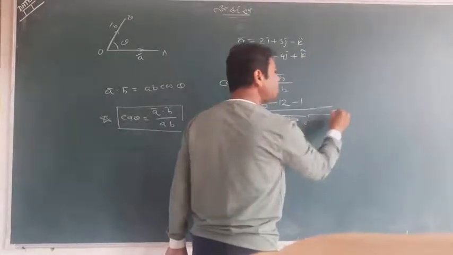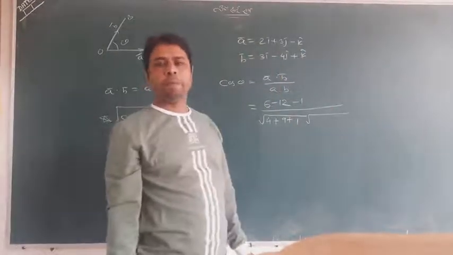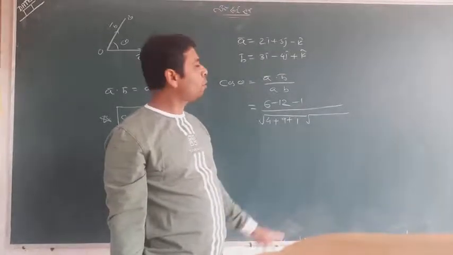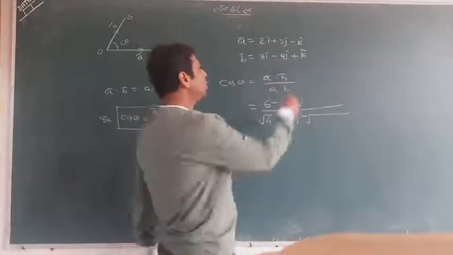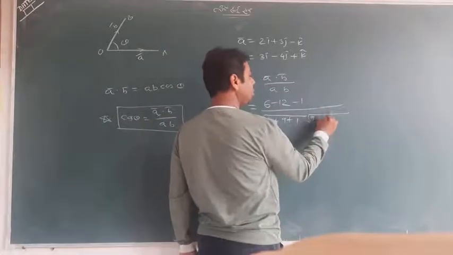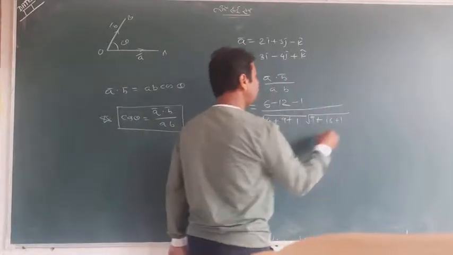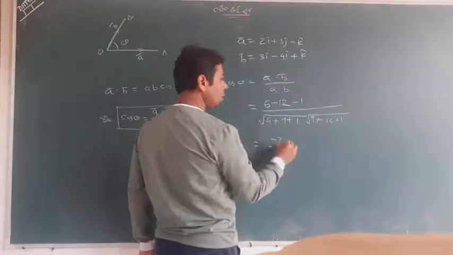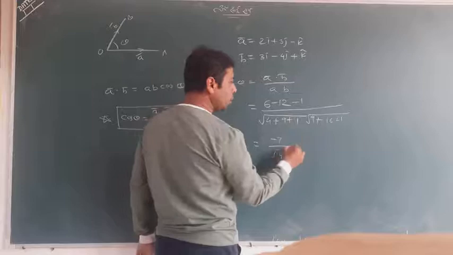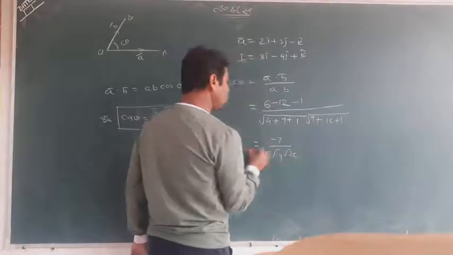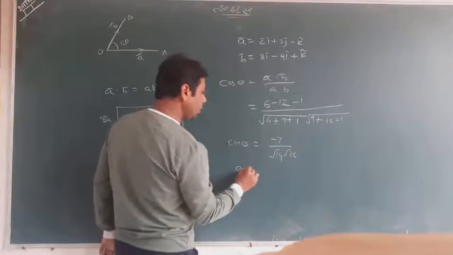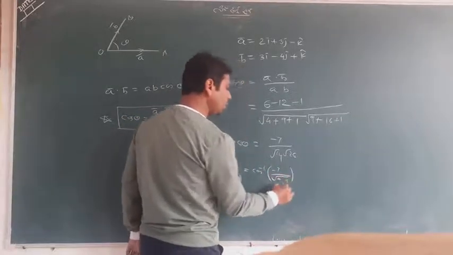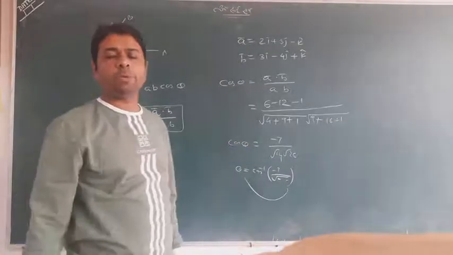I think you haven't forgotten, because I've already taught you how to take mod A, mod B. So this is mod B, meaning 9, this is 16, and this is 1. So lastly you will get 6 minus 12 minus 1, that is minus 7, and mod A is root 14 and mod B is root 26. So theta will be cos inverse of minus 7 upon the multiplication of these two, and that is your angle between A and B.